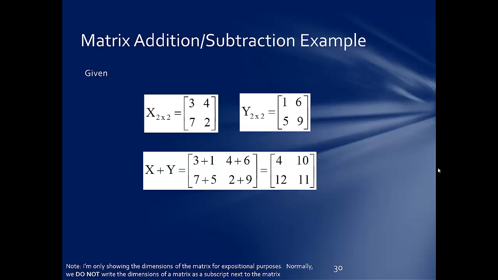and so forth. So for example, if we have an X matrix as shown here, and a Y matrix also as shown here, and we wanted to add the X and the Y matrix, then we would just add 3 to 1, 4 to 6, 7 to 5, 2 to 9, and the resulting matrix would look like this.